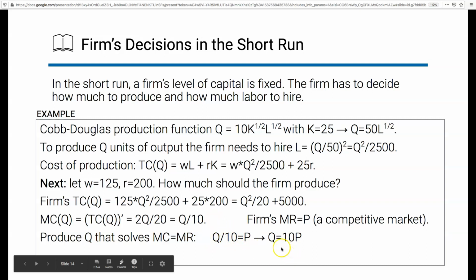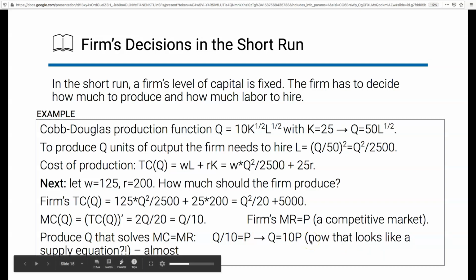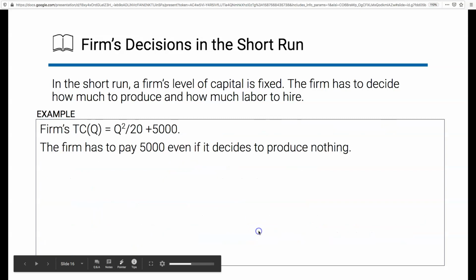And so if we rewrite it in a slightly different way, it says Q has to be equal to 10 times the price. And at this point, you should stop and say, this looks suspiciously like a supply function because we just have a relationship between quantity and price. And in fact, it is a supply equation with one small caveat. And the caveat is the variable cost. Are you actually covering your variable costs by producing a positive amount, or would you be better off by producing nothing at all? So let's look closely at this trade-off and this question.